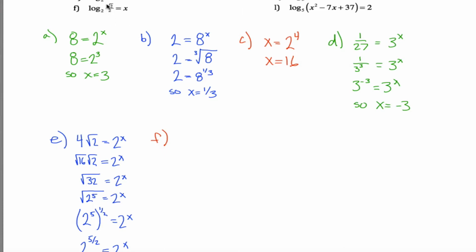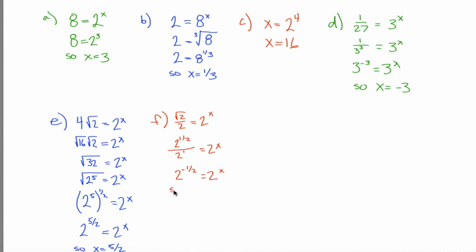F, log base 2 of root 2 over 2 equals x. So I got that the square root of 2 over 2 is equal to 2 raised up to some power. I think the easiest way to see this is I have 2 to the 1/2 divided by 2 to the 1 power in the denominator. And when you have an exponent divided by an exponent and they have the same base, you can subtract the exponents. So 1/2 minus 1 is negative 1/2. So I get that x is equal to negative 1/2.